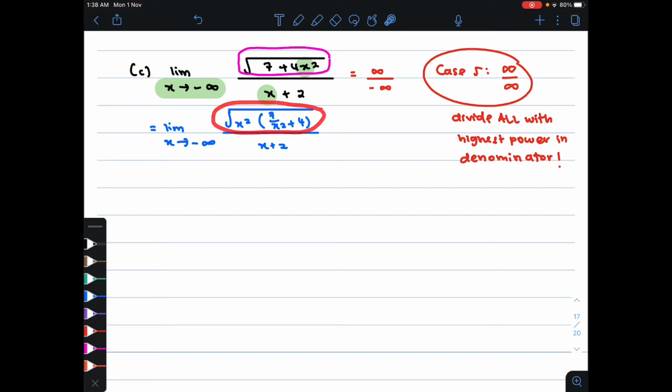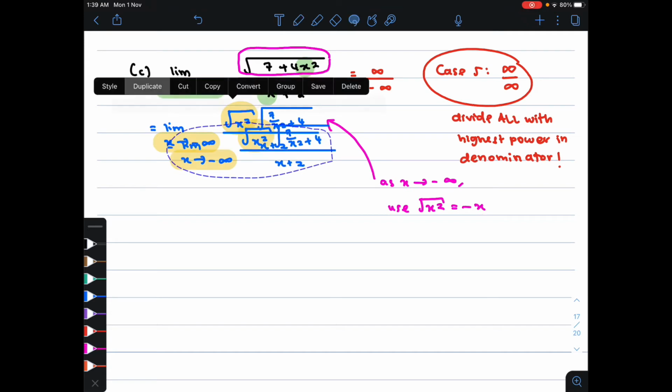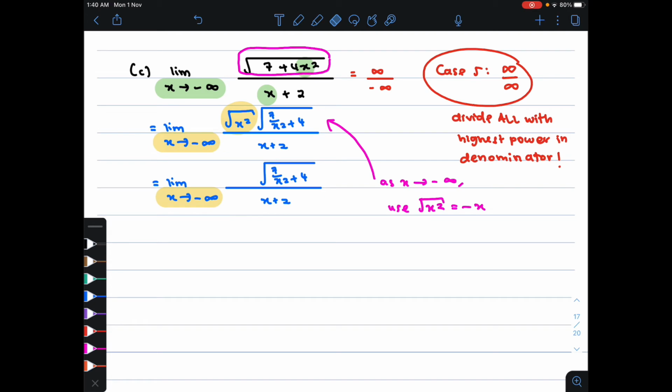And now for this one, we're gonna use square root of AB equal to square root of A times square root of B. Note that x is approaching negative infinity. Therefore, we're gonna change square root of x squared into negative x. And now we can divide everything here with the highest power in the denominator, which is x.